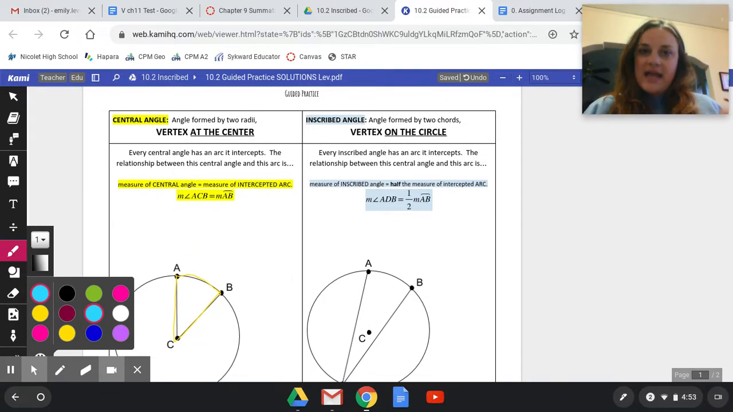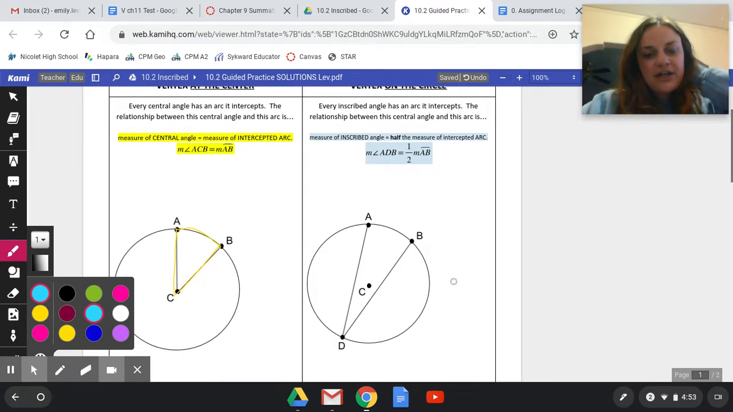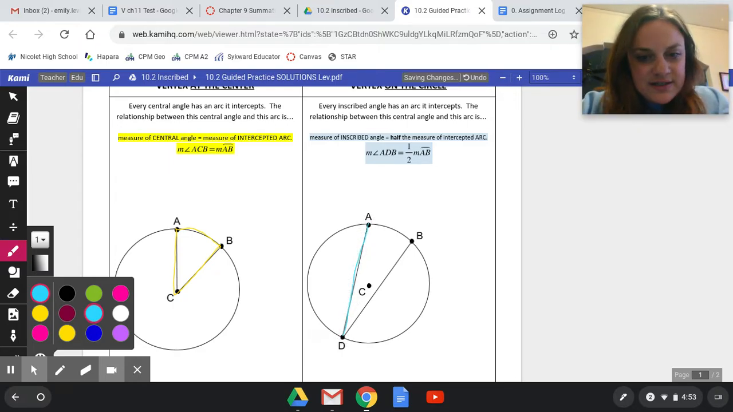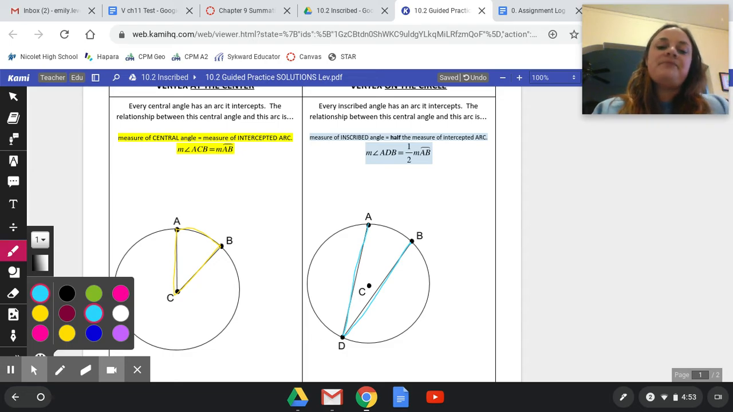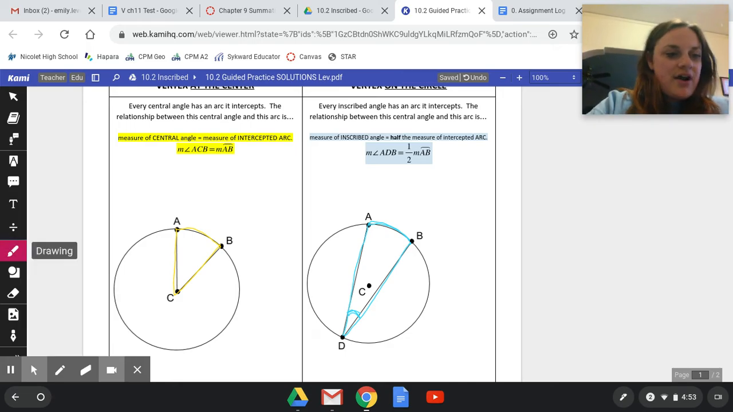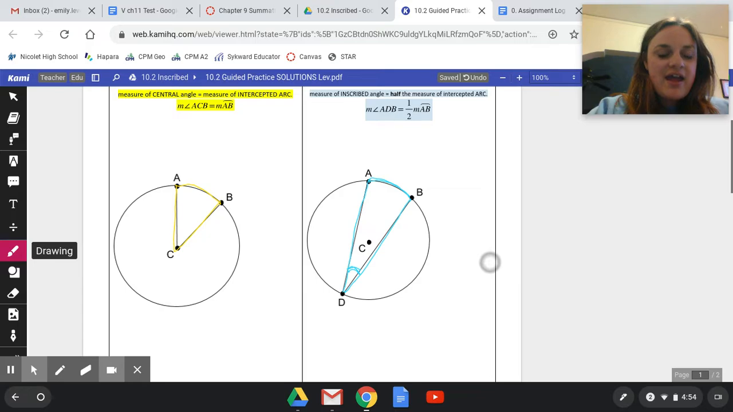Then we have an inscribed angle. An inscribed angle is formed by two chords, which you know are line segments with endpoints on the circle. So if you look here, AD is a line segment with the endpoint on a circle. DB is a line segment with the endpoint on the circle. They don't go through the center. That gives you your inscribed angle, and the measure of that angle is half of the measure of the intercepted arc.